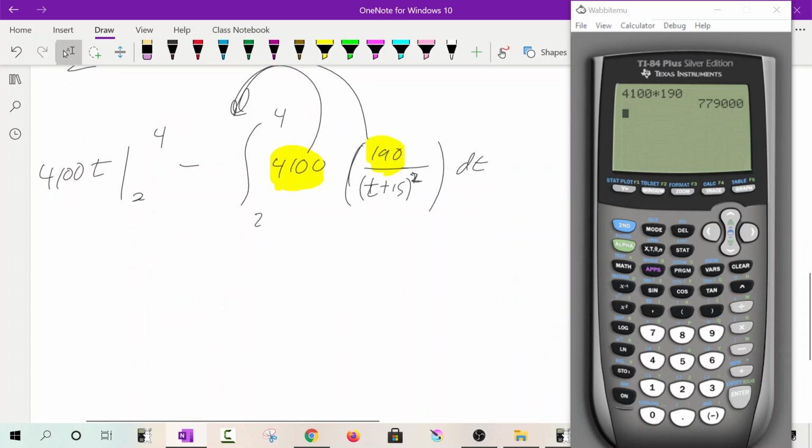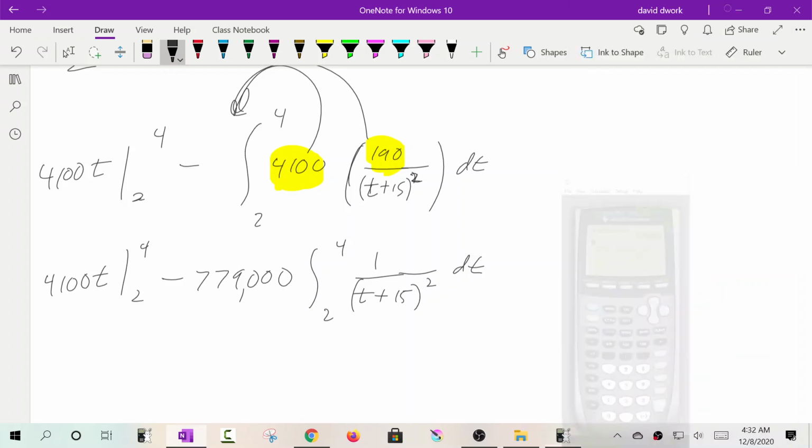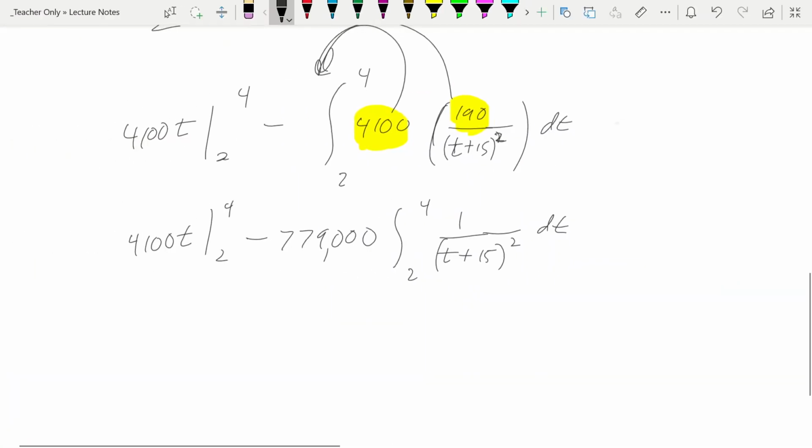All right, so let's not ever lose anything as we go. We're going to leave this written like that. Minus 779,000. But now on the inside, I'm just left with what I'm still integrating, which is 1 over (t plus 15) squared dt. All right. And that should be it for the calculator for now.